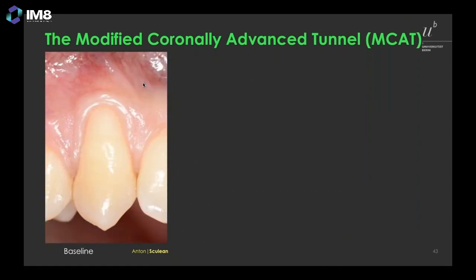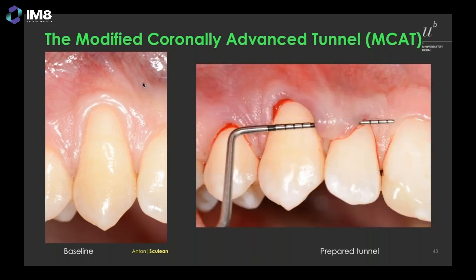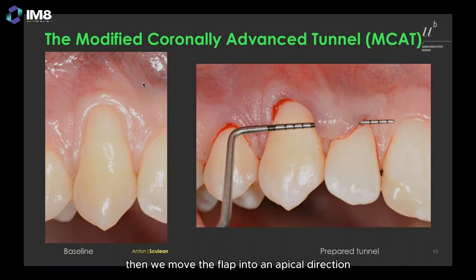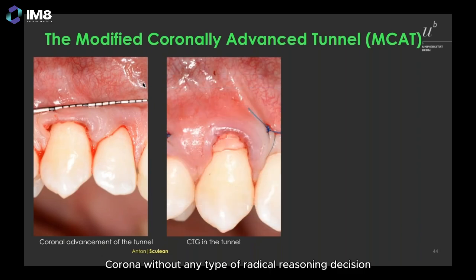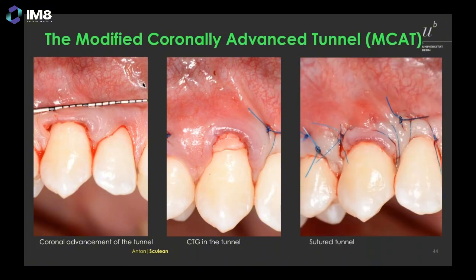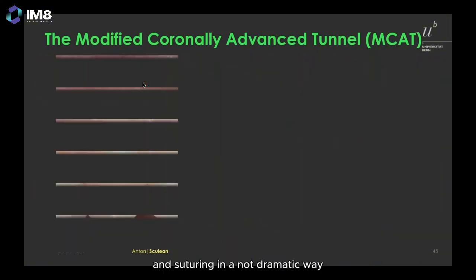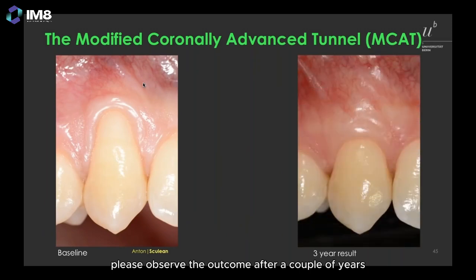In the upper jaw, if we have a thin tissue, we prepare first a full thickness flap, preserving the papilla, then we move the flap into an apical direction, dissecting the inserting fibers and moving the flap coronally without any type of vertical releasing incision, stabilizing the flap and the papilla with a connective tissue graft, and suturing in an atraumatic way. Please observe the outcome after a couple of years, indicating a very nice and pleasant outcome.